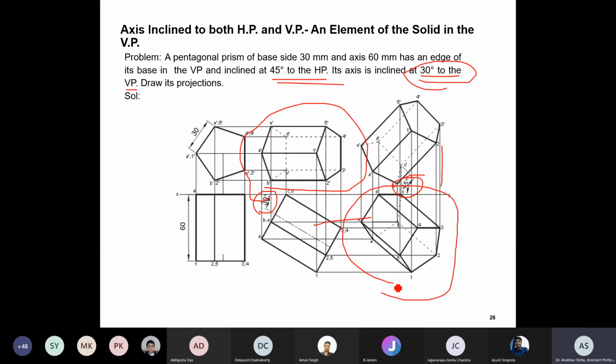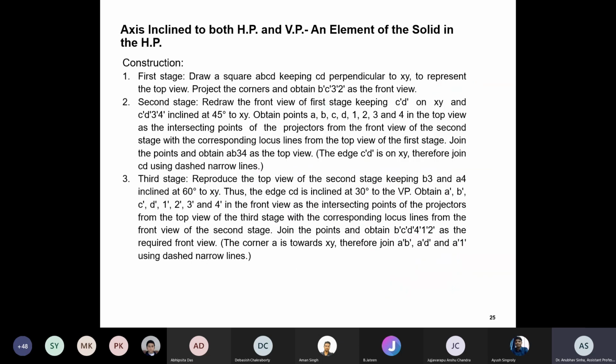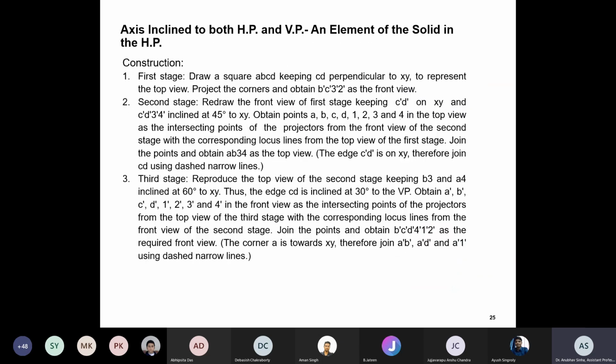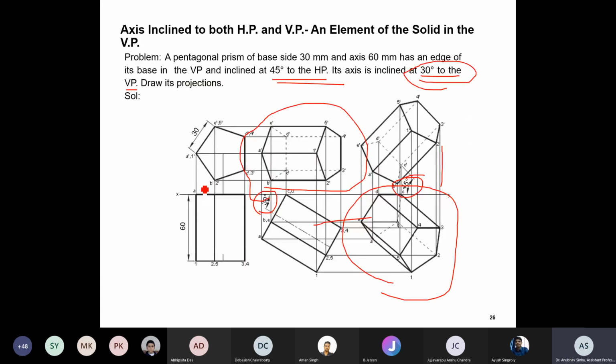Similarly, in your practice sheet, you have one square which is inclined in this fashion. So just go through these steps and follow this. You have to basically make three stages: first stage, second stage and third stage. This is what we have discussed so far.